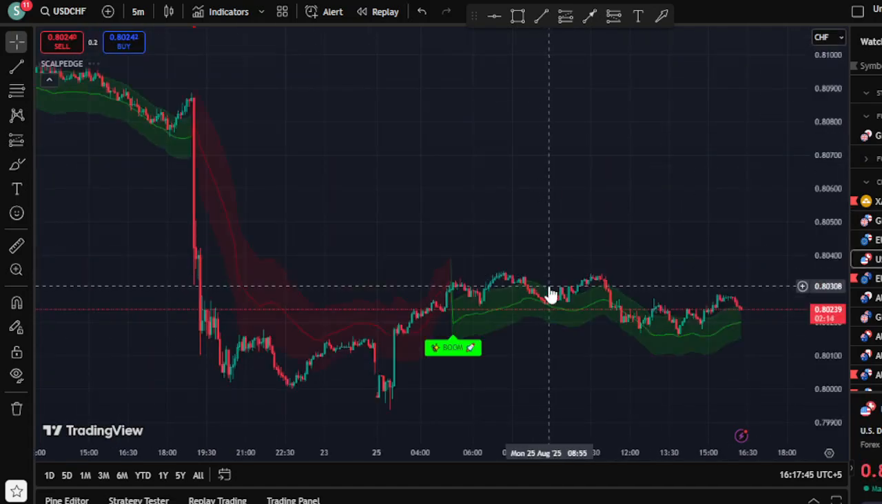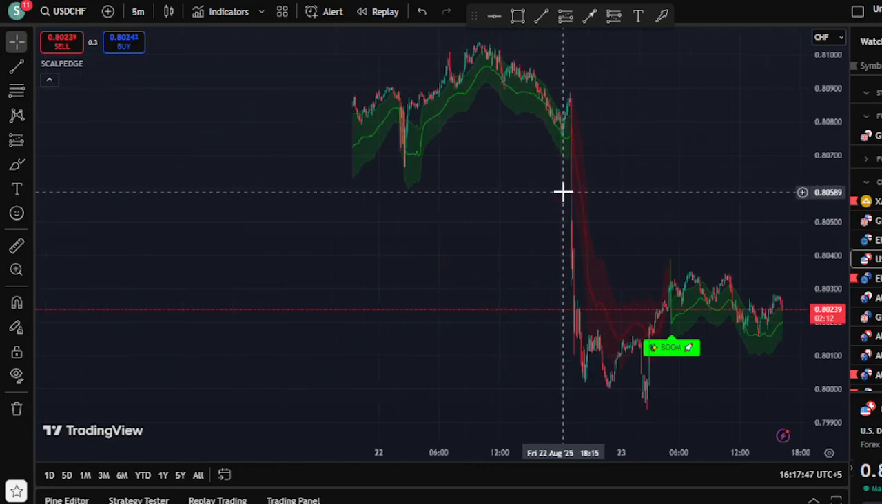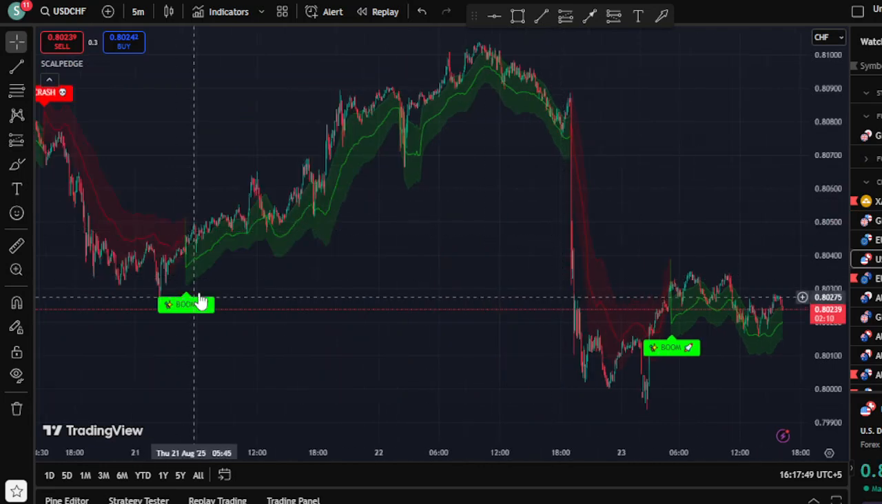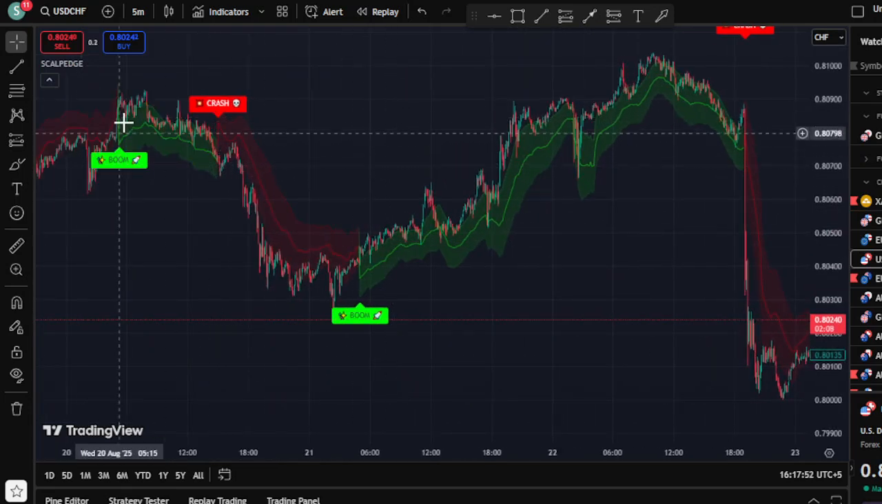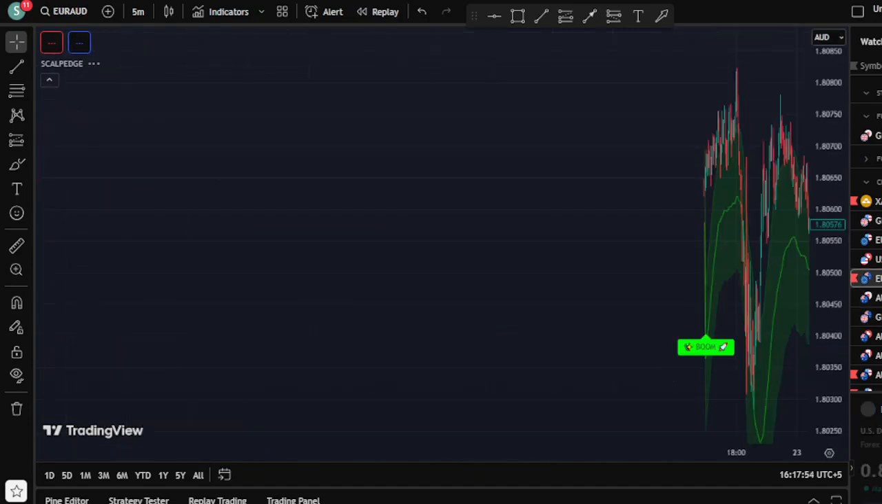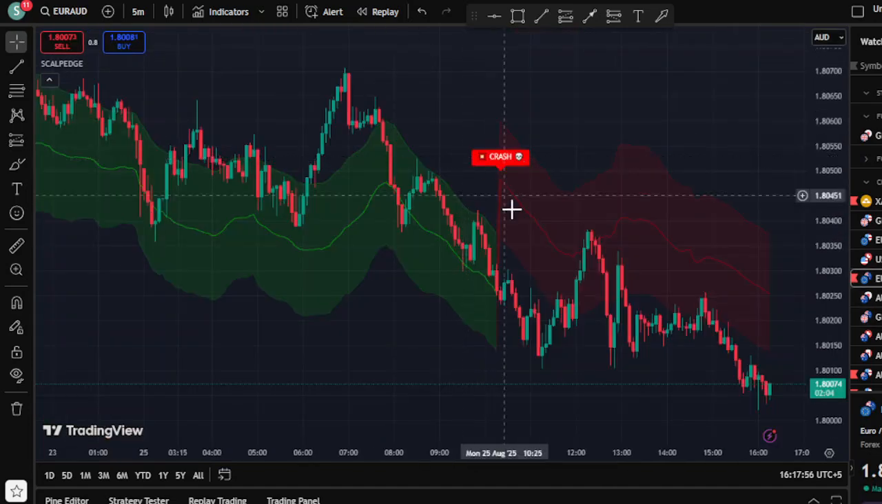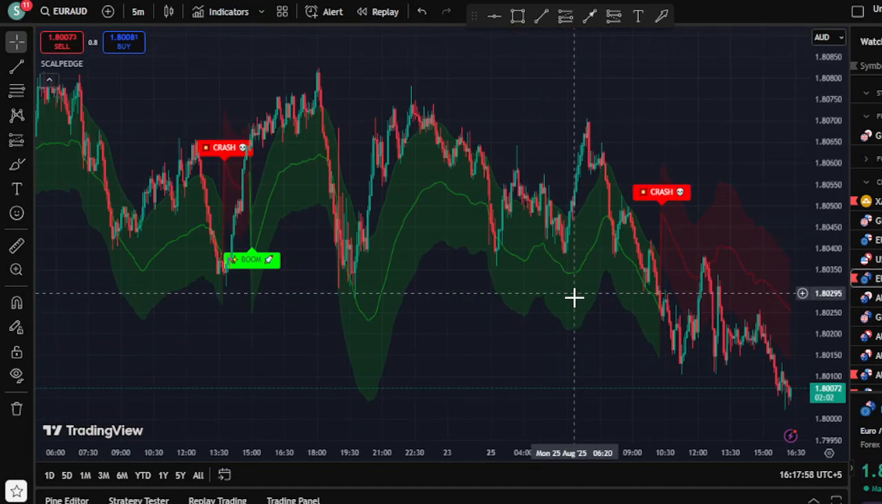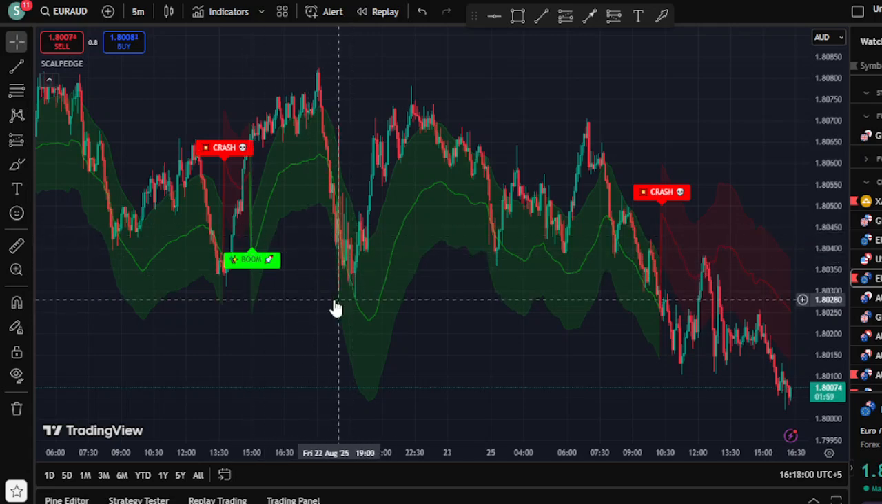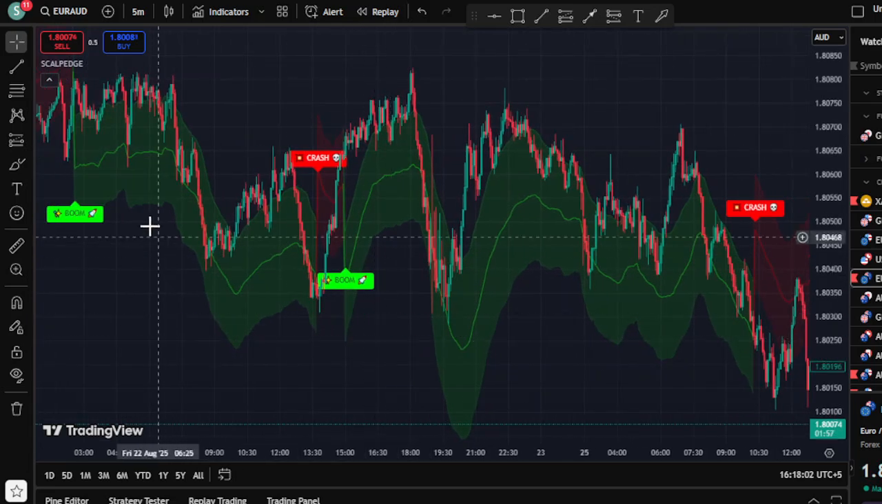Let's go ahead. On USD CHF, a boom is running right now, and you can see boom worked and the crash worked, and this boom does not work. So there is nothing 100% in the trading market, but overall this is very decent and very accurate as compared to the free indicators that are available on TradingView.